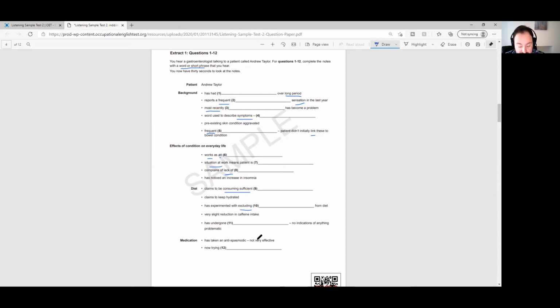Okay, and number 11, has undergone something, no indications of anything problematic. Okay, so undergone is an interesting word, isn't it? Because you undergo certain things. So in a medical environment, then you undergo tests. So this is a strong collocation, undergo tests. So that could be related to the answer there.